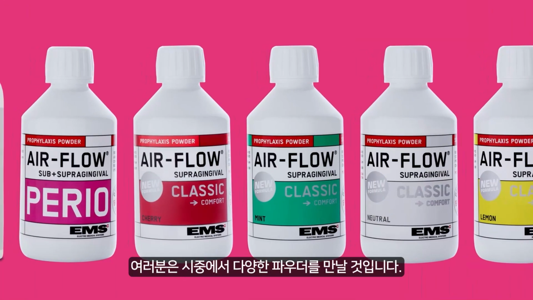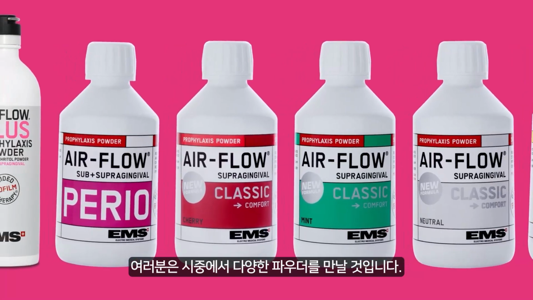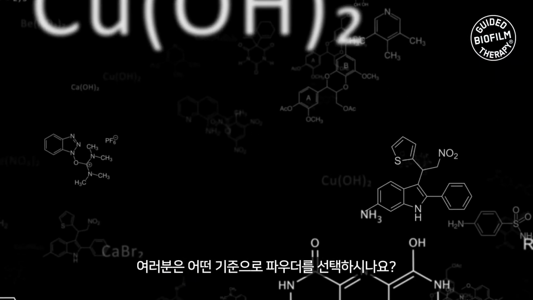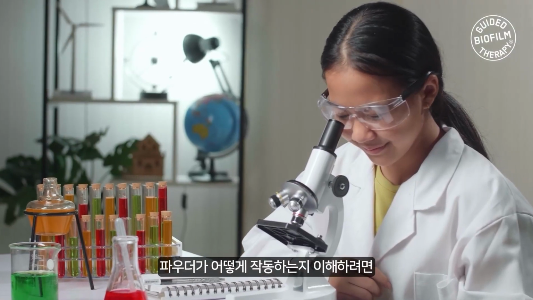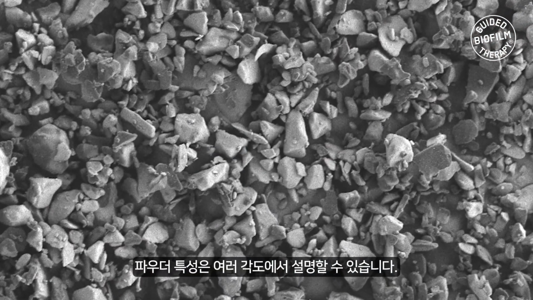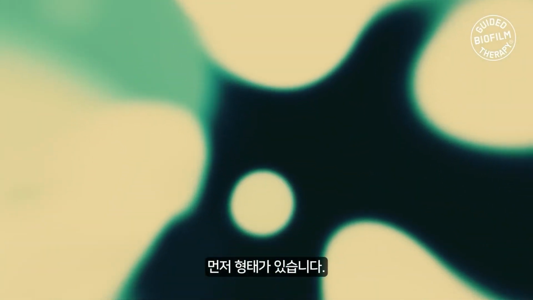Often you see a lot of different powders in the market with different structure, different composition. How can you know which kind of powder you have to use? And in order to understand how it works, we need to go down to the grain property. There are different ways to describe them. First of all is the morphology.